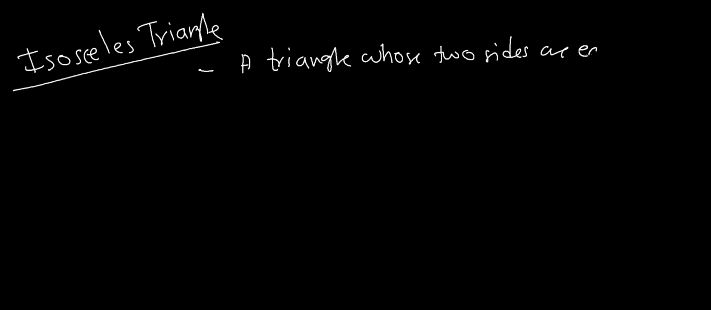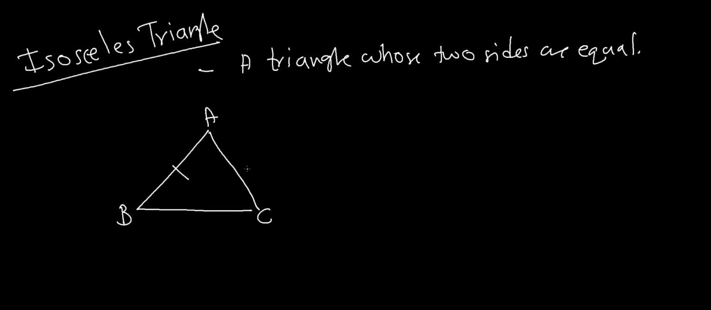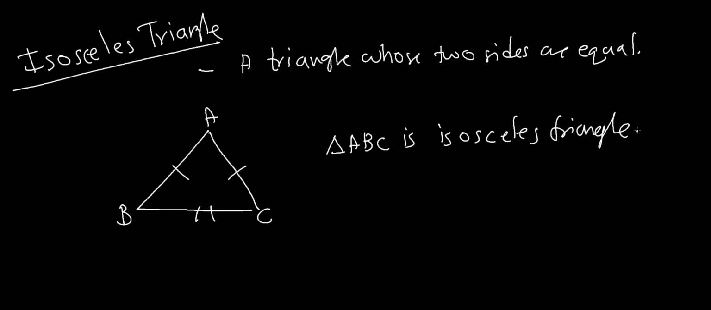Then comes isosceles triangle. This is a triangle whose two sides are equal is called an isosceles triangle. So triangle ABC, two sides are equal. So triangle ABC is an isosceles triangle, as here AB equals AC.